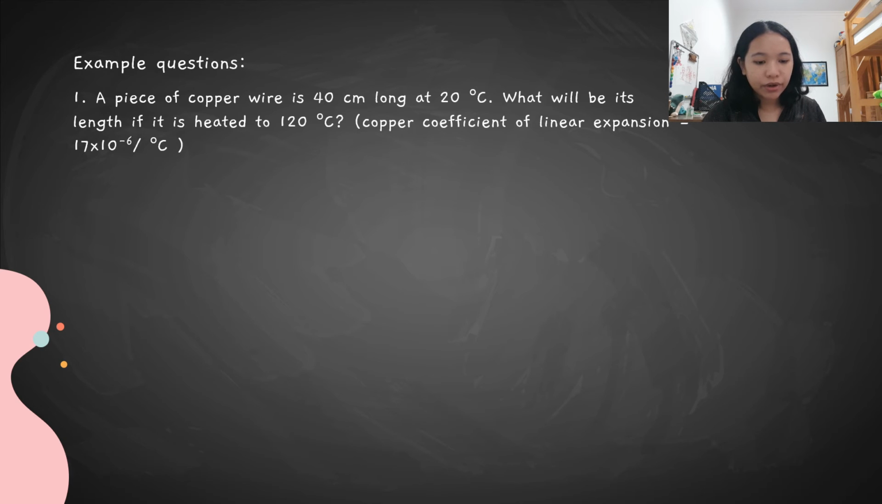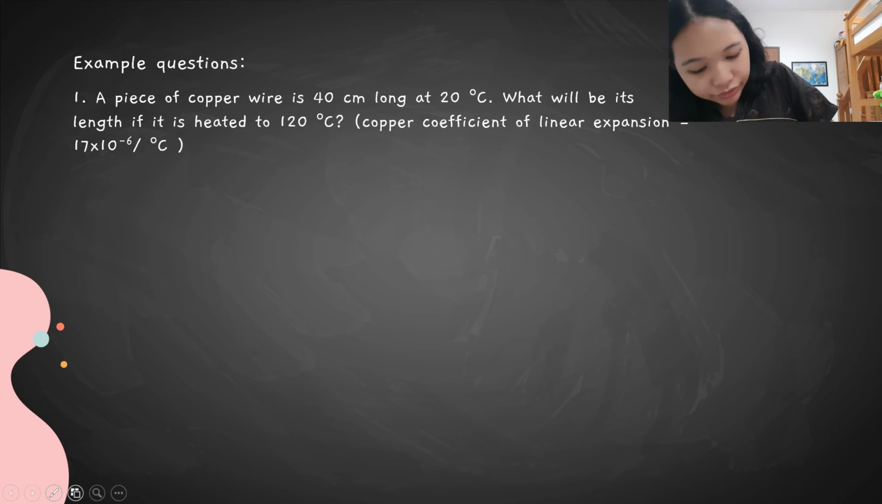A piece of copper wire is 40 centimeters long at 20 degrees Celsius. What will be its length if it is heated to 120 degrees Celsius? Copper coefficient of linear expansion equals to 17 times 10 raised to negative 6 over degrees Celsius. Okay guys, pause the video if you haven't done it yet, and then you can play it when you're done. I hope everyone is finished. Let's get started. Let us write the given first.